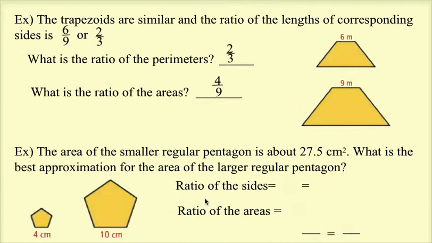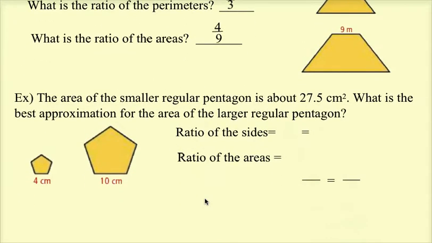So let's look at another example. The area of a smaller regular pentagon is about 27.5 square centimeters. So the area of this pentagon is 27.5, and I want to find the area of this larger pentagon. Now I have the sides right here. The ratio of the sides is 4 over 10, and I'm going to reduce that to 2 over 5. So that's the ratio of the sides. Now remember, if I'm talking about the ratio of the areas, I have to square each of these numbers. So 2 squared over 5 squared is 4 over 25. So that's the ratio of the areas.